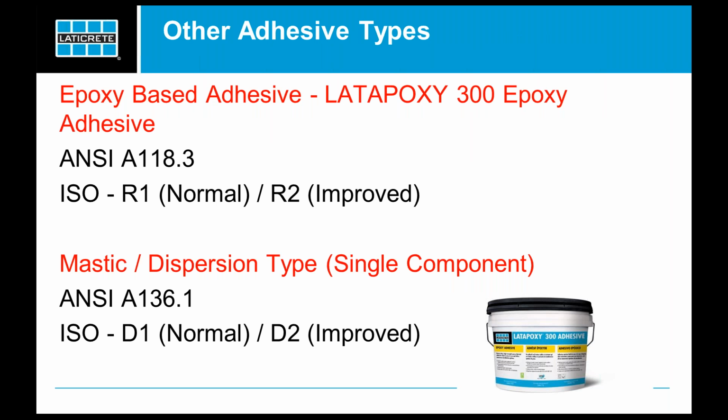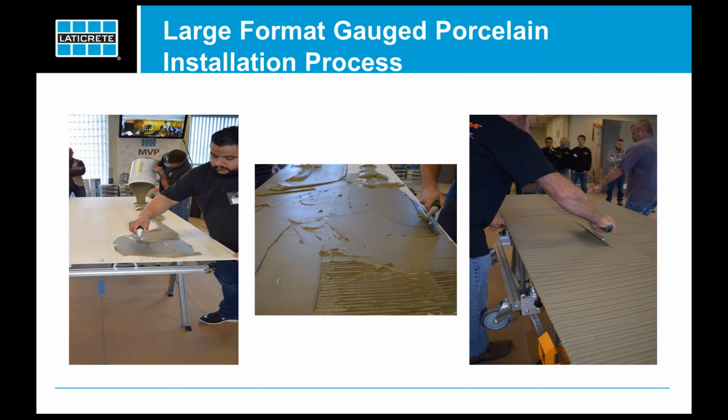Other adhesive types may come into play. Say you're going over something that's very hard to bond to, maybe a steel surface, or maybe a cooler, or something that requires an epoxy. Latipoxy 300 from Laticrete can also be used for those applications. We've seen elevator floors, for example, where they might be steel type floors. The Latipoxy 300 is an ideal product for those applications as well.